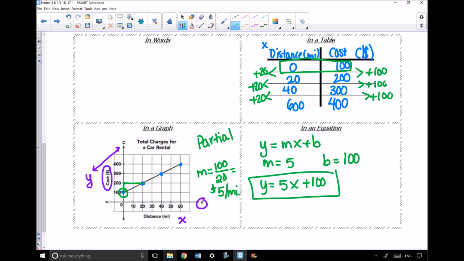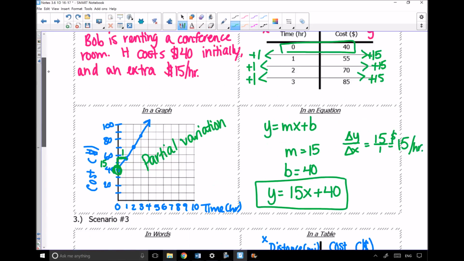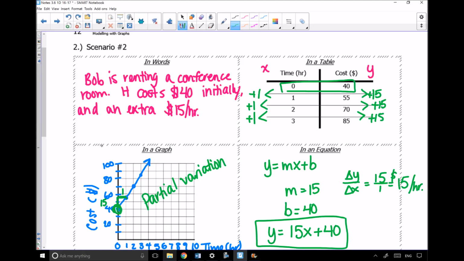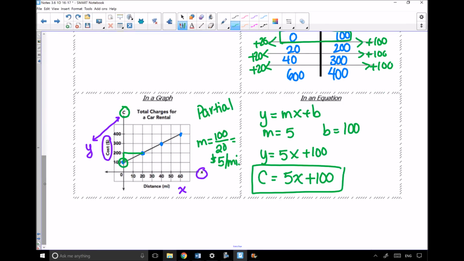But let's make sure that this makes sense. Remember, y is our cost. Oh, and by the way, I apologize. We need to say, instead of y, we need to say c, because that's how it's labeled right here. So the cost is equal to $5 for every x, for every mile, plus an additional $100. And that should be accurate. Okay, so in words, we know specifically what this scenario is about. We've got a lot of different options for scenarios, but here we know specifically that it's talking about total charges for a car rental.